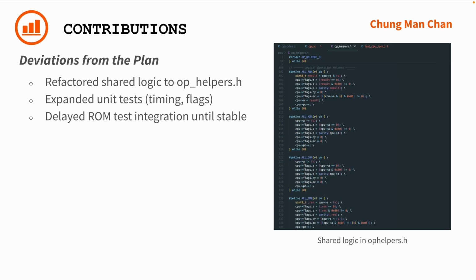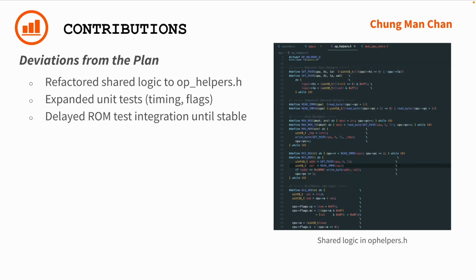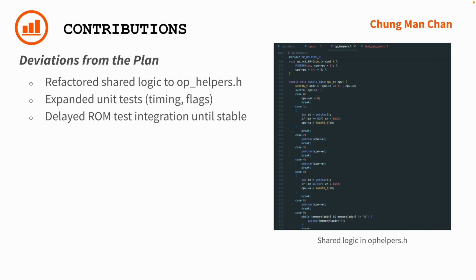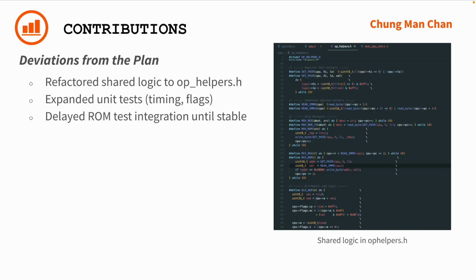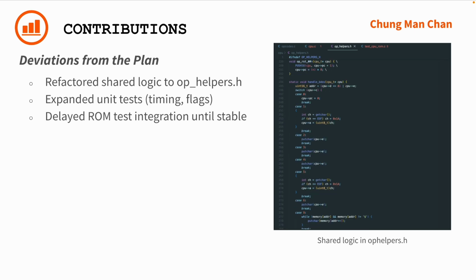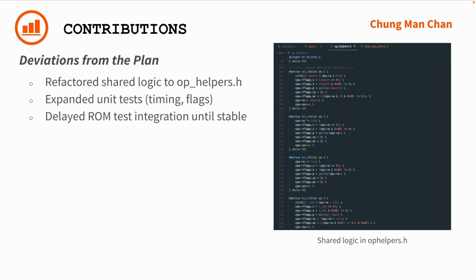Our original plan was to build a basic CPU loop, implement all opcodes in one file, write minimal unit tests, use AI to accelerate development, and run through RAM tests after finishing the opcodes. But as development progressed, a few areas changed. As opcode logic grew, we refactored shell macros into ophelpers.h to avoid duplication.